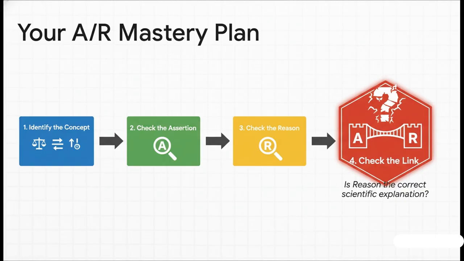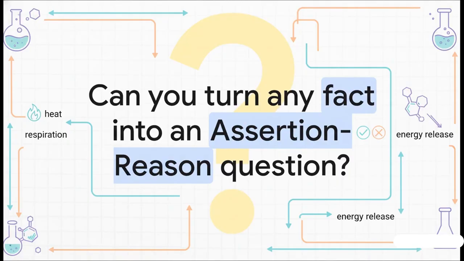So let's go back to our very first question. Assertion: magnesium burns to form a white powder. True. Reason: magnesium is reduced. Wait a minute, we just saw it gains oxygen, which means it's oxidized. So the reason is false. And if the reason is false, we don't even have to worry about step 4. Problem solved. And that brings us to the end.